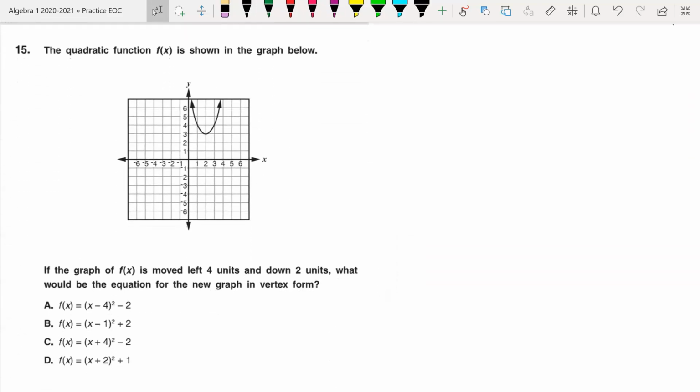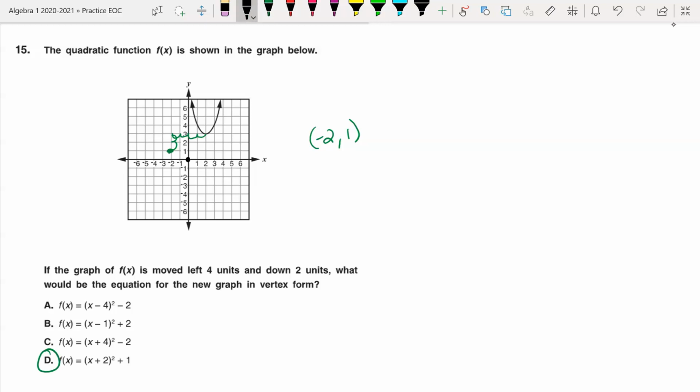The quadratic function is shown in the graph up below. If the graph has moved 4 units left and 2 units down, what would the equation for the new graph be? So 4 units left, so we're going to go 1, 2, 3, 4, and 2 units down means I'm going to be right here. So my vertex is now at negative 2, positive 1, which means I want to say plus 2 inside parentheses, and then up 1 would be D, because my vertex is now here instead of at 0, 0.